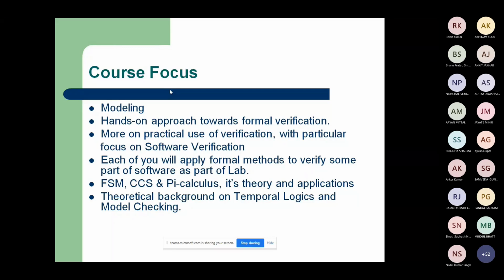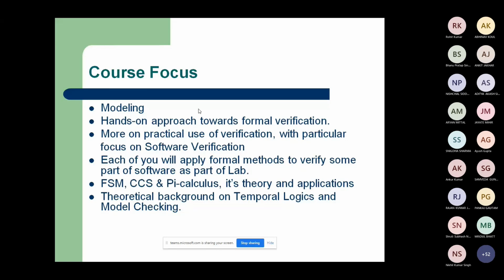Definitely we will be focusing on practical usage of verification rather than being very theoretical. We will go into theory a little bit, but only as much as is required for understanding the practical applications of formal verification. As I said, you will be applying this formal method in your lab. And if you do the lab and attend the lectures regularly, then probably you will enjoy this course.